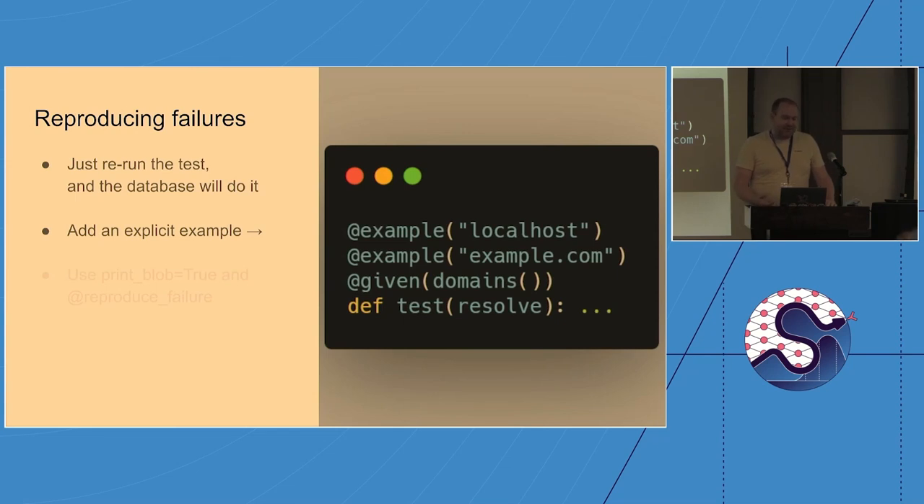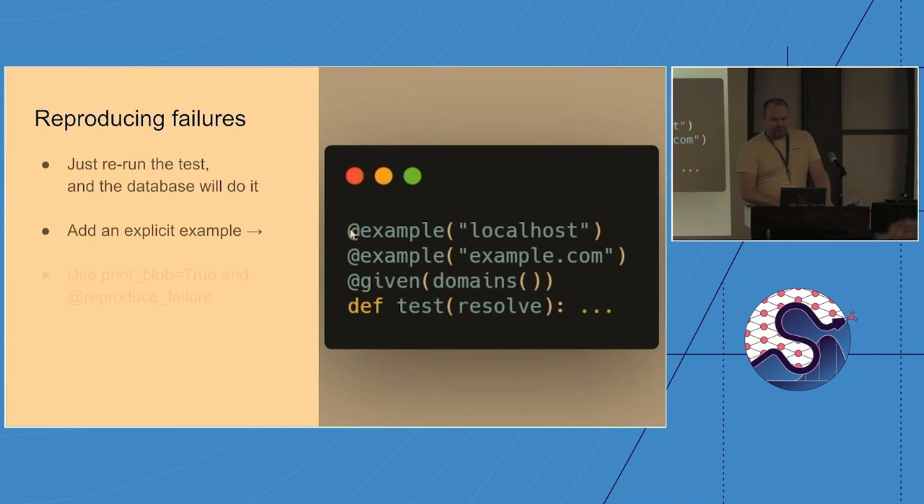So to reproduce failures, step one is, well, just run the test again. If you're on the same machine, it will just replay whatever that example was. If you want to share this, you can use the @example decorator. This was in some of the exercises. Did everyone get there? Some people? I see a few nodding heads, a few shakes.